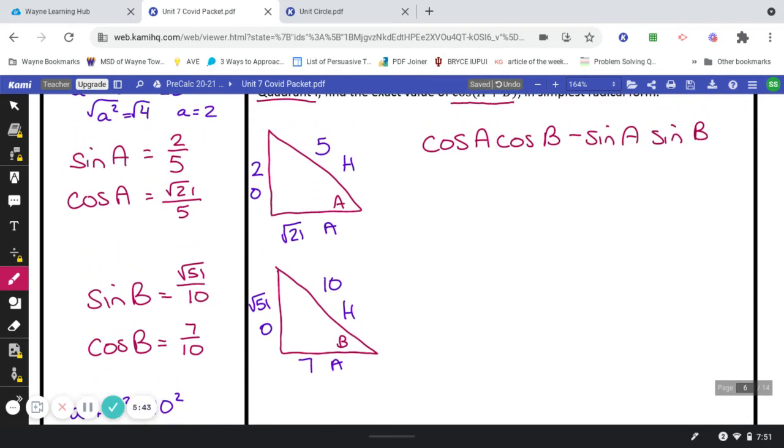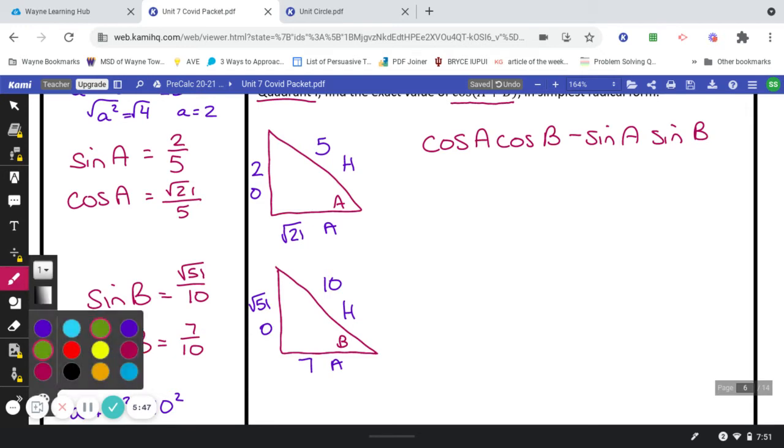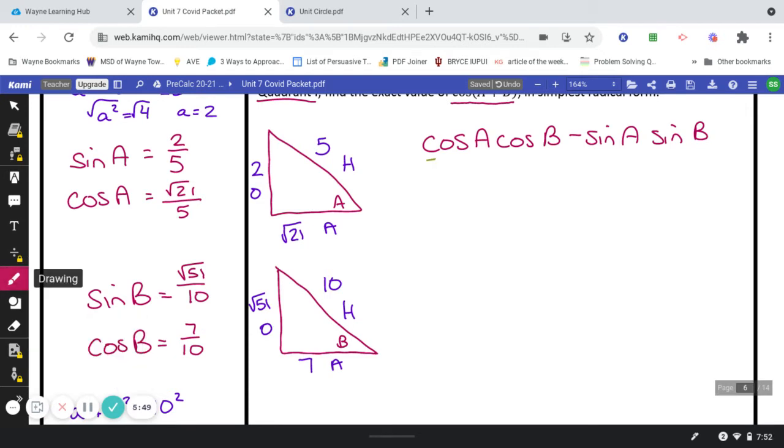Then we take those 4 answers and carefully put them into the positions where we need them. The first thing it asks for is the cosine of A. Here's the cosine of A, square root of 21 over 5. Then it asks for the cosine of B. So cosine of B is going to be right here, 7 over 10.